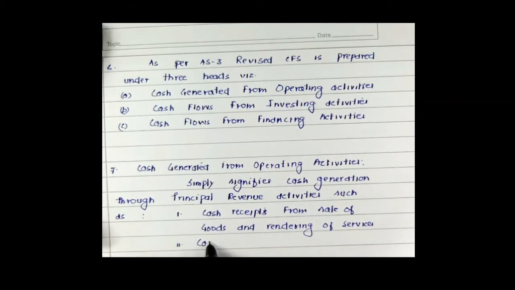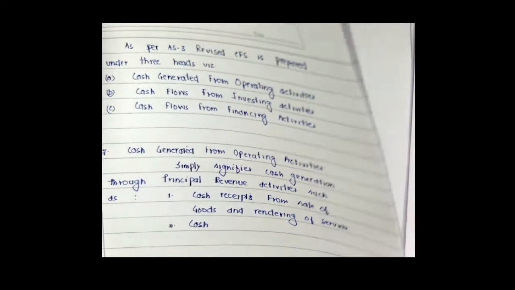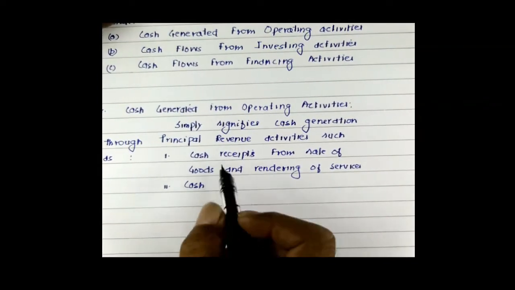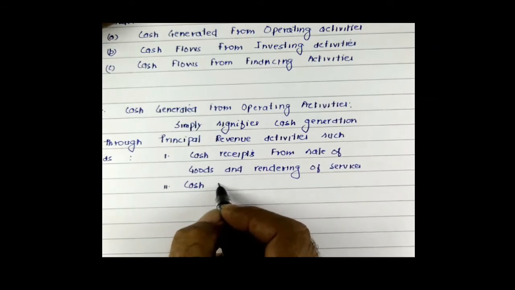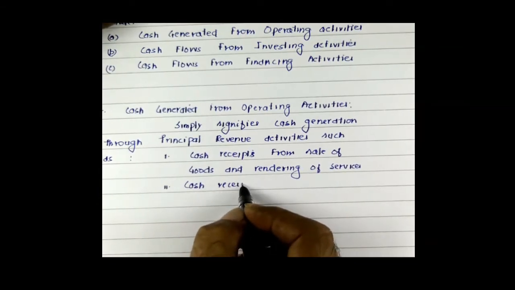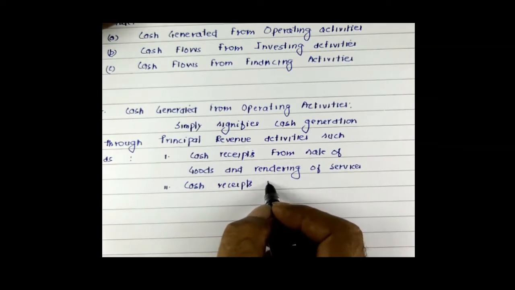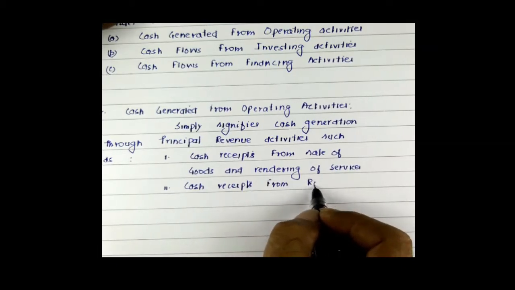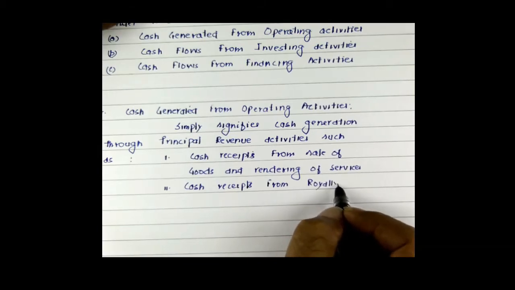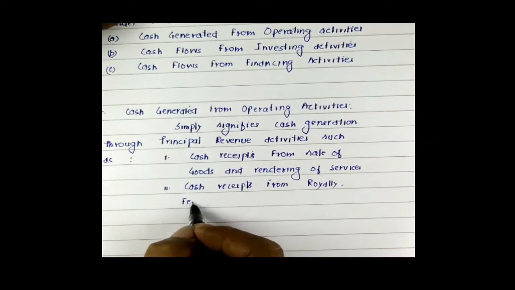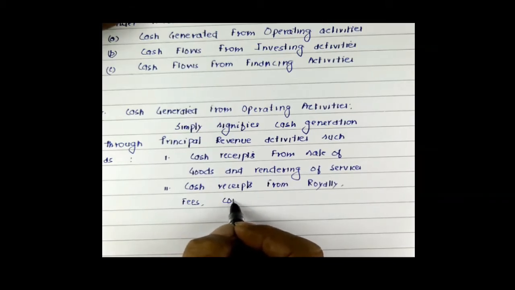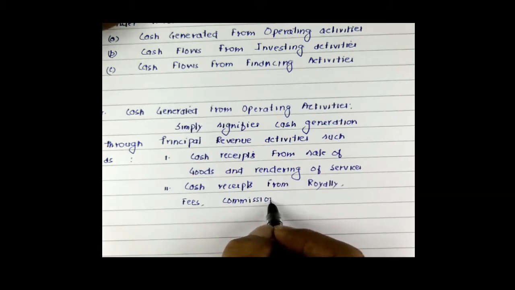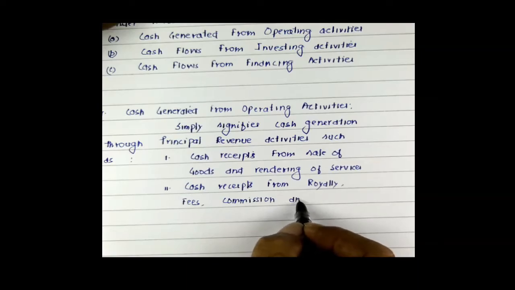2, cash receipts from royalty, royalty fees, commission, all these are normal principal revenue generating activities. Commission and other revenue.